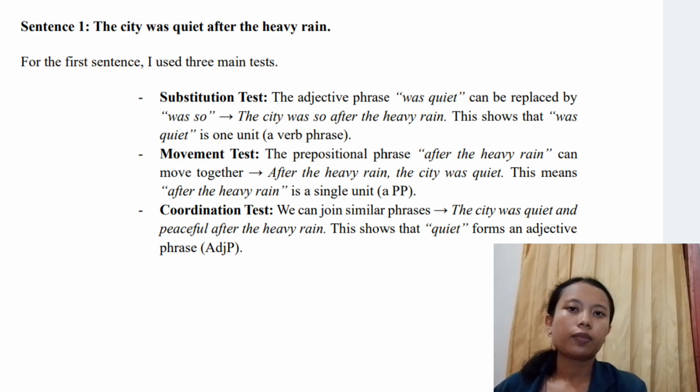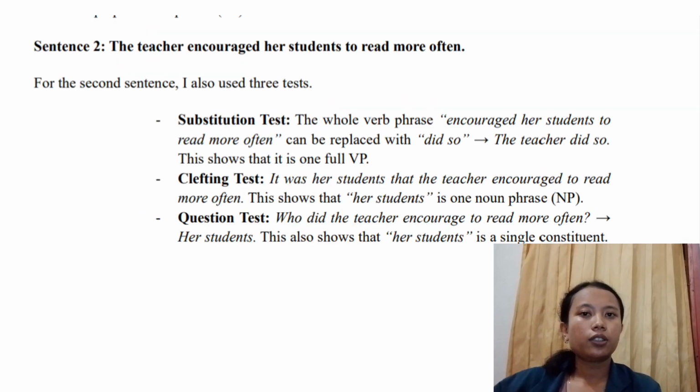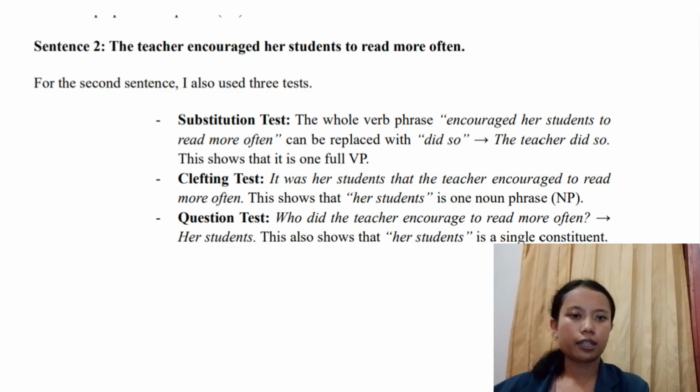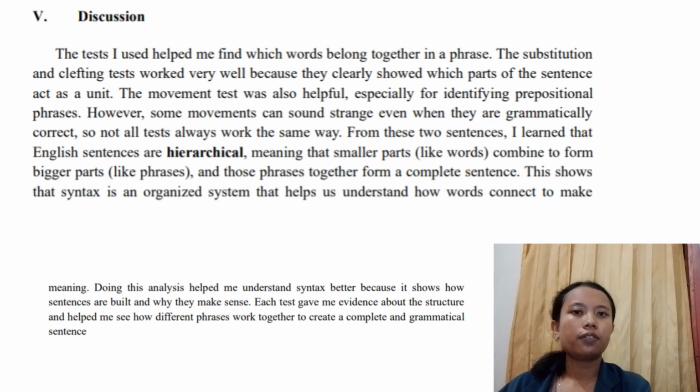adjective phrase. And there's also the clefting test, which means breaking the sentence into two parts to emphasize something. For example, the teacher encouraged her student to read more often. I can say it was her student that the teacher encouraged to read more often. And the sentence is still correct, so her student is one noun phrase. So this test can help confirm that the parts that I found earlier really form complete phrases.